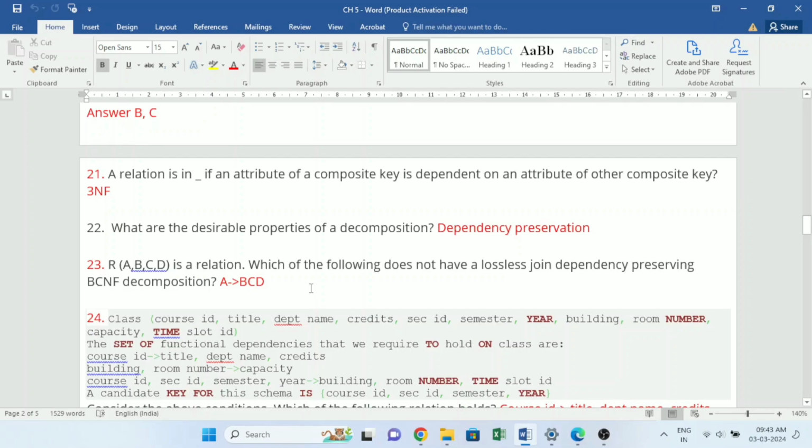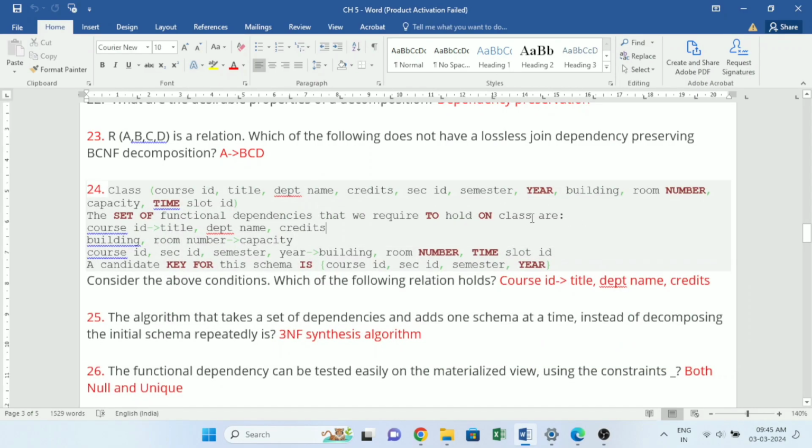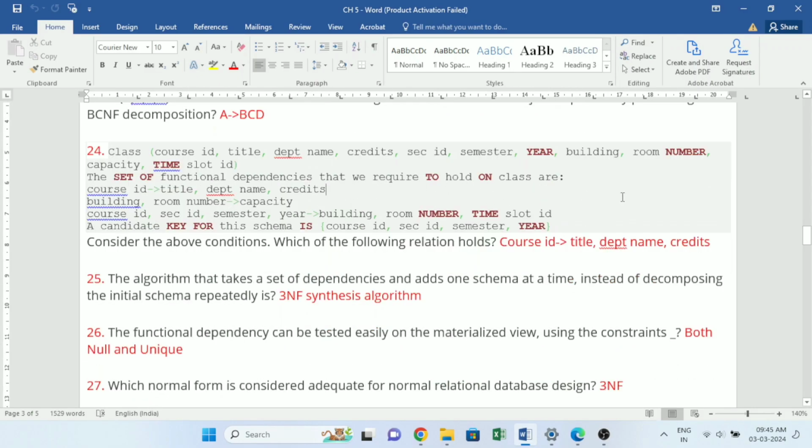Dependency preservation. 23. R(ABCD) is a relation. Which of the following does not have a lossless join, dependency-preserving BCNF decomposition? A→BCD. 24. Class: course ID, title, department name, credits, SEC ID, semester, year, building, room number, capacity, time slot ID.